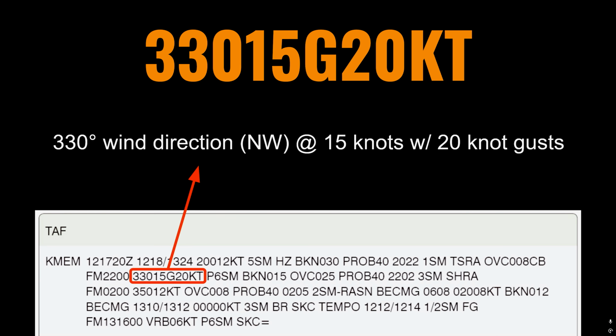And just another little bit of information on that. If it's a single digit, it will have zeros. So a 7-degree wind would be indicated as 007. A 40-degree wind would be 040.